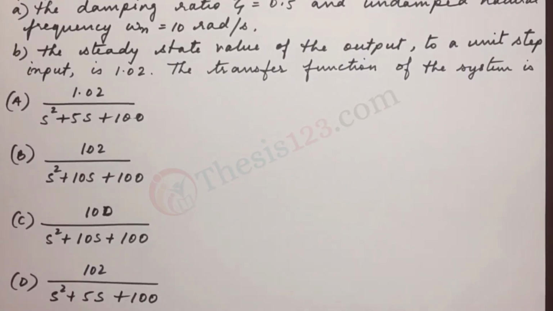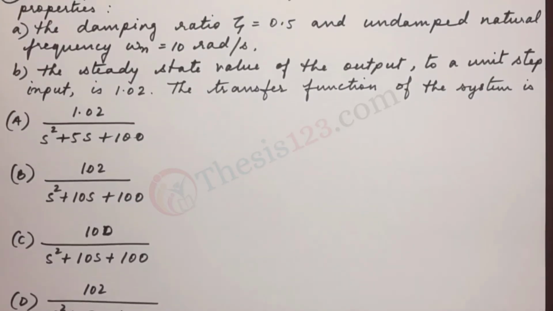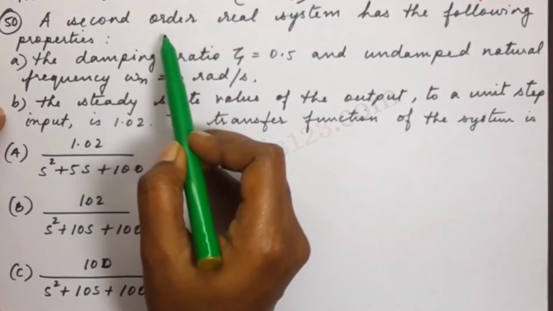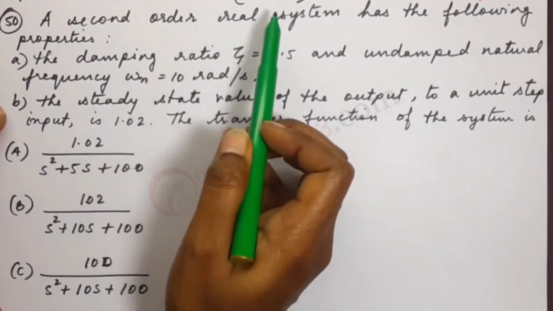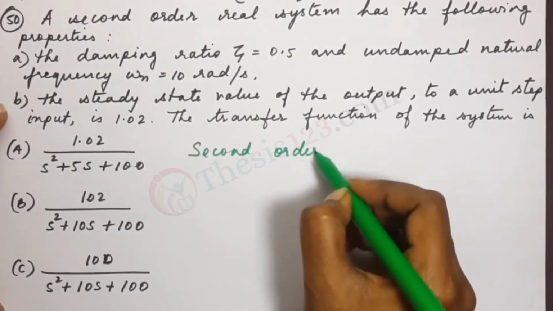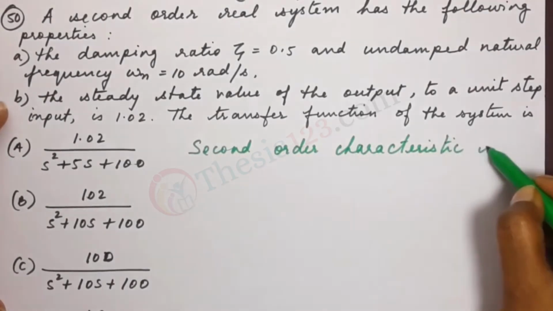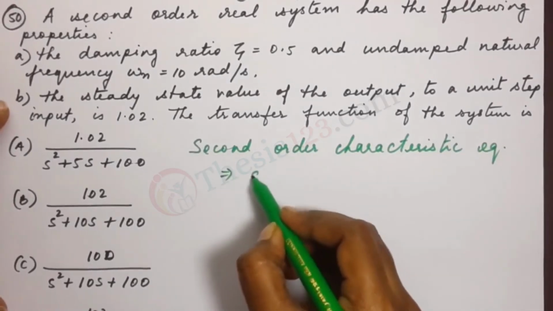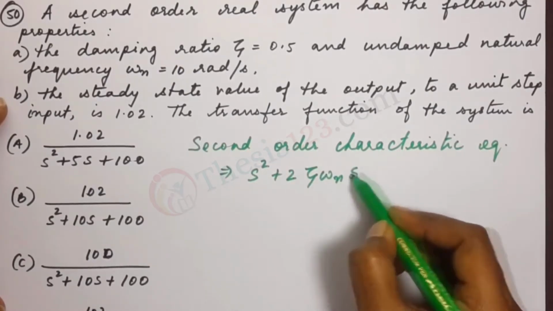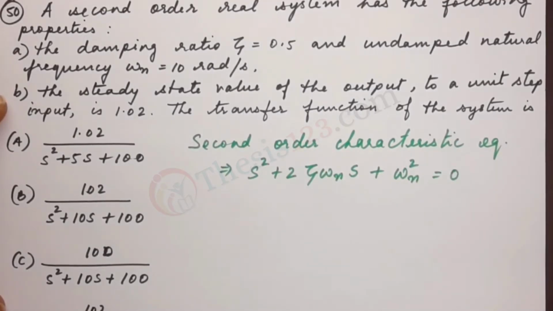So we have our four options, A, B, C, D, and we're supposed to find the right transfer function for the characteristics given in the question. So we start by writing down the second order system characteristic equation. The second order characteristic equation is given in the form s square plus 2 psi omega n s plus omega n square is equal to 0. Now this is our second order characteristic equation.